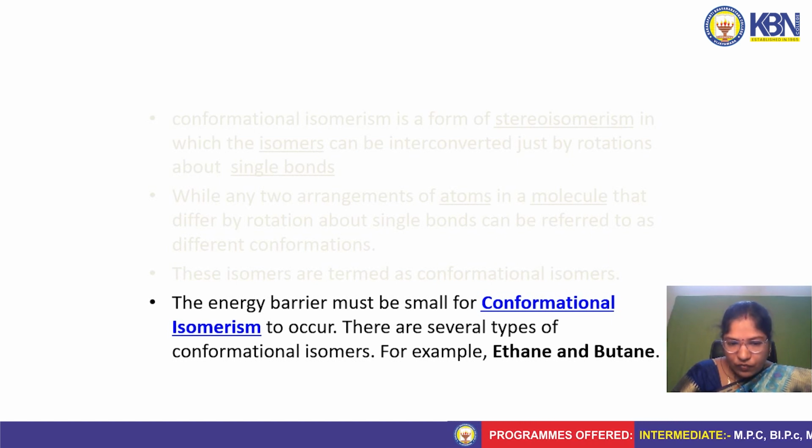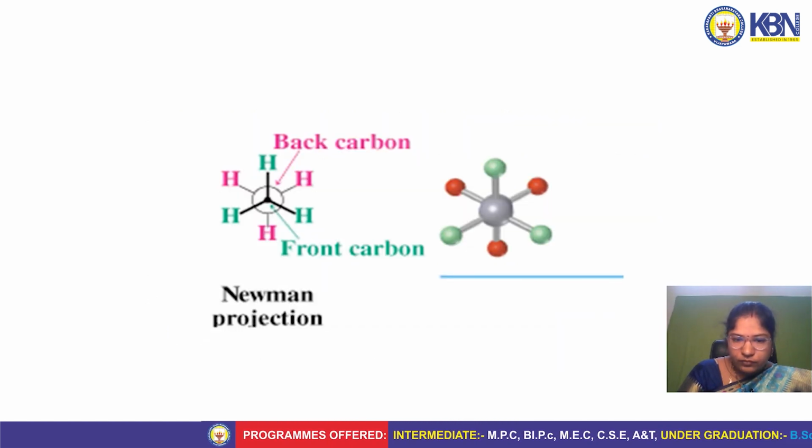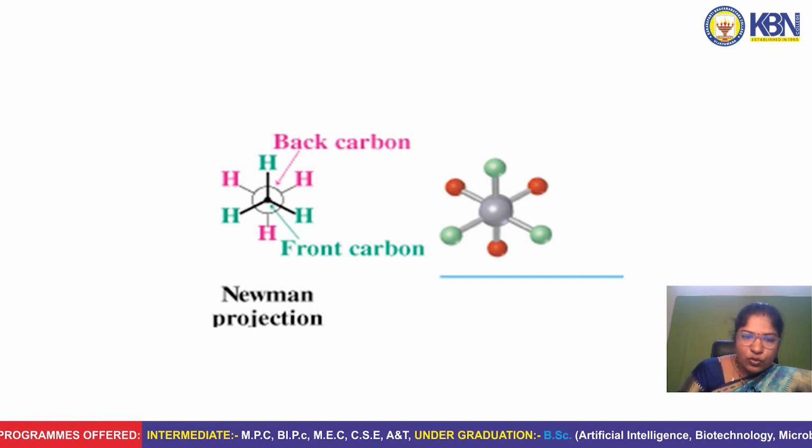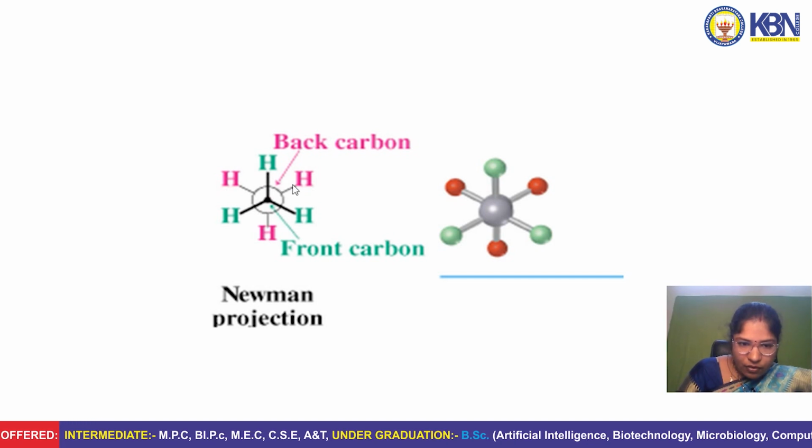There are several types of conformational isomers, for example ethane, butane, propane, cyclohexane, etc. Conformational isomers can be written by the Newman projection formula. In this Newman projection formula, one carbon is represented as the back carbon and is denoted as a circle, and the front carbon is denoted as a Y.